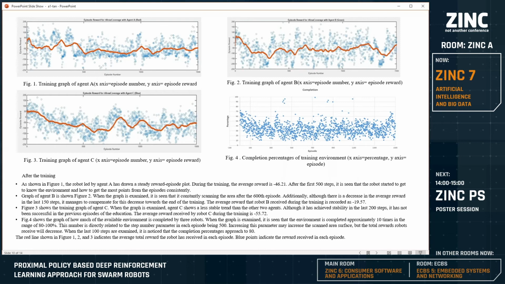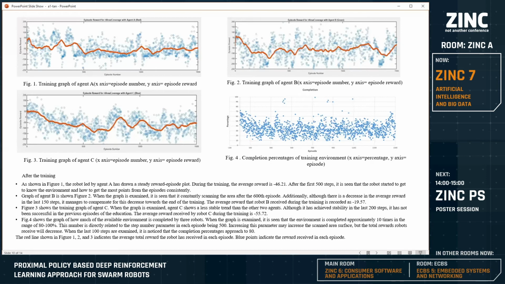Now, after training, as shown in figure 1, the robot led by agent A draws a steady reward episode plot. During the training, the average reward is minus 46.21. After the first 500 steps, it is seen that the robot started to get to know the environment and how to get the most points from the episode consistently.